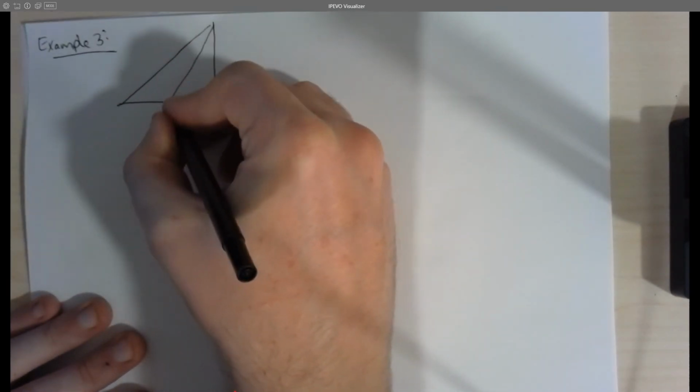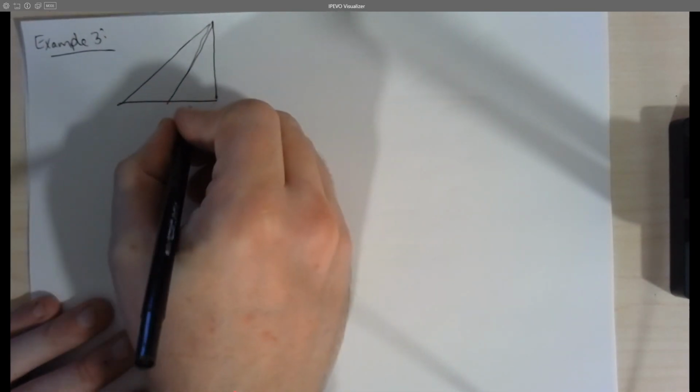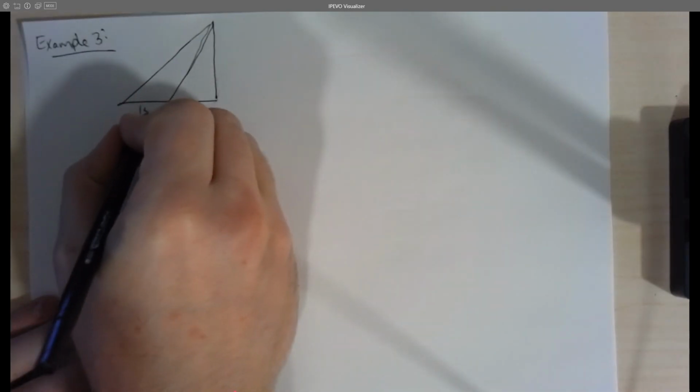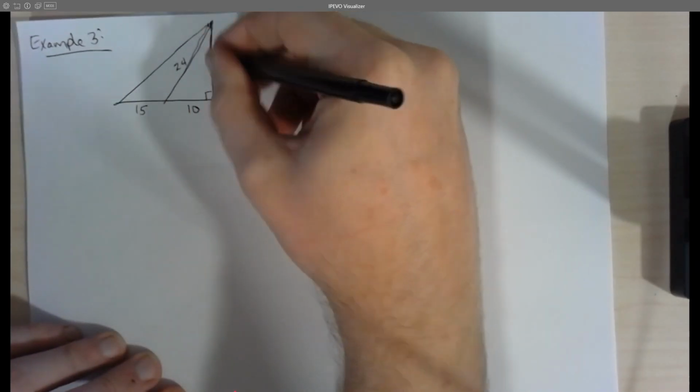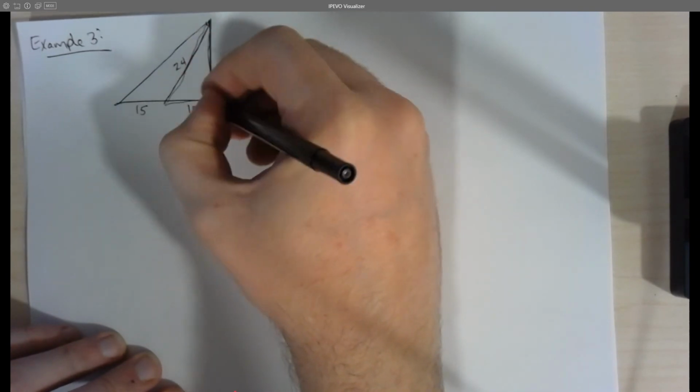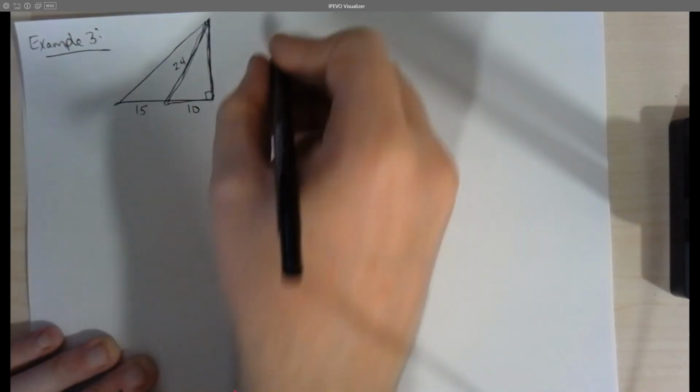In example 3, we have multiple parts, or 2 parts to this question. Well, we're given actually 2 kind of triangles as well. So we're given a triangle here, but then inside that triangle we have another triangle. We're told that this is 10, this is 15, this is a right angle, and this is 24. First, we're asked to figure out this side length here. Okay, so we're just dealing with this right angle triangle to begin with.